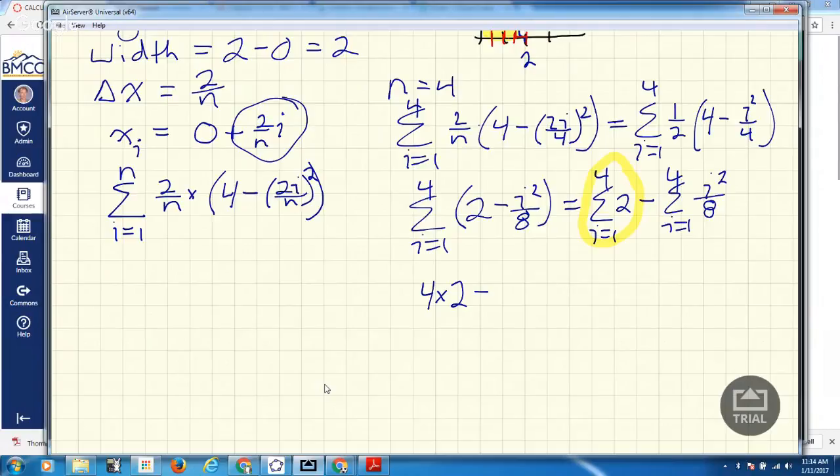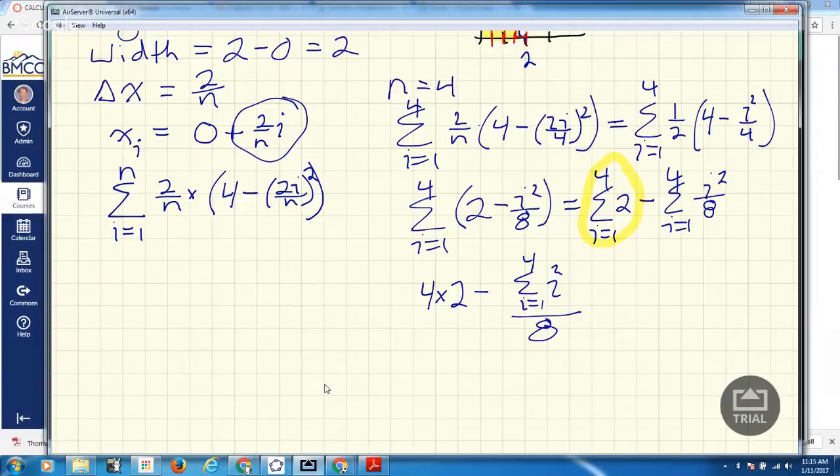The other one, it's being divided by 8, so I could say that's the sum as i goes from 1 to 4 of i squared all over 8. Every single term is going to have 1/8 in it, so I can just pull that right out. And we have a formula for the i squareds. The formula goes like this.